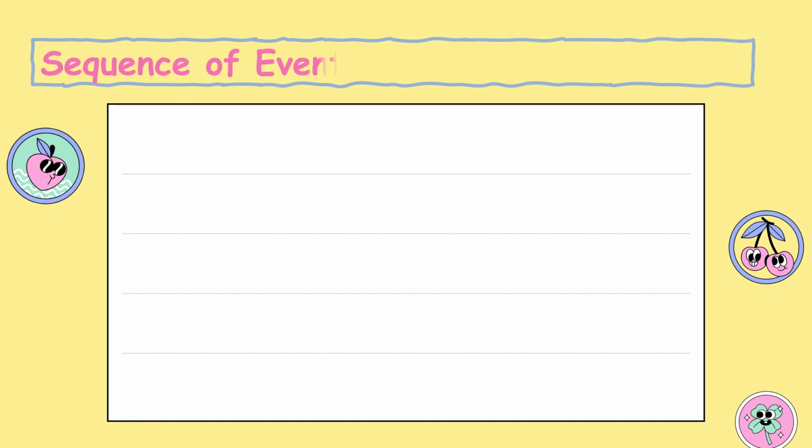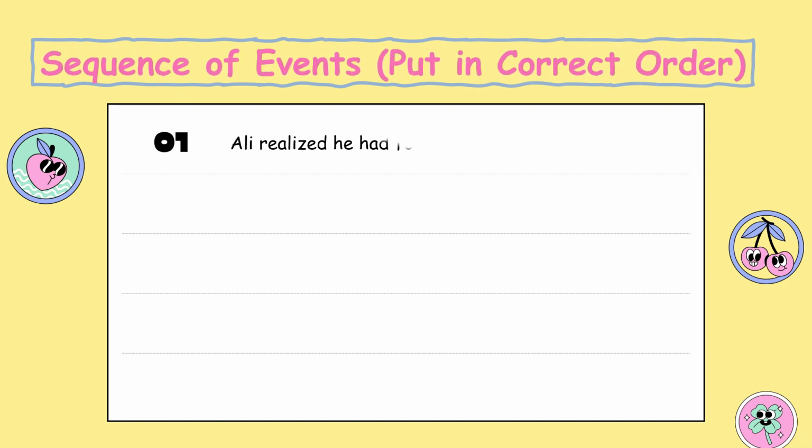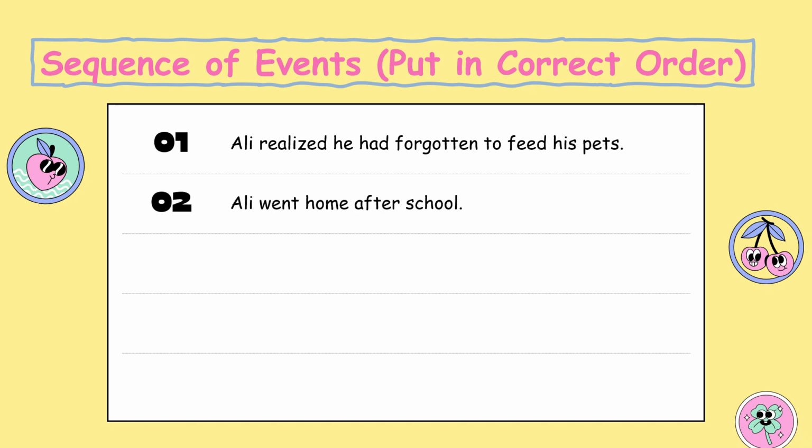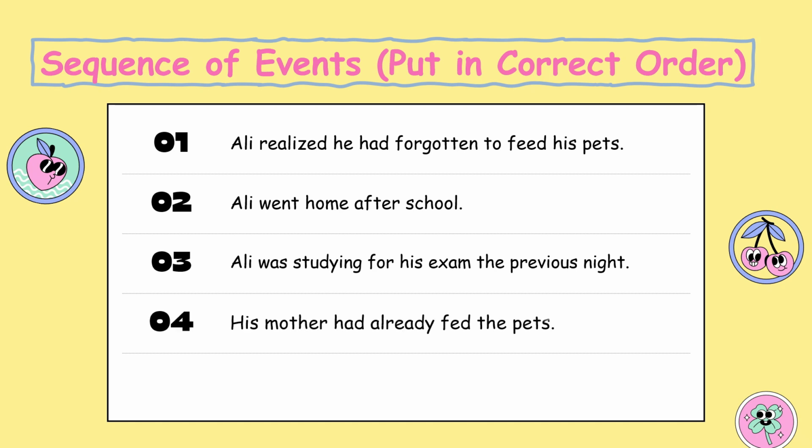Arrange the sentences in the correct sequence. Ali realized he had forgotten to feed his pets. Ali went home after school. Ali was studying for his exams the previous night. His mother had already fed the pets. Ali was eating lunch during break time.